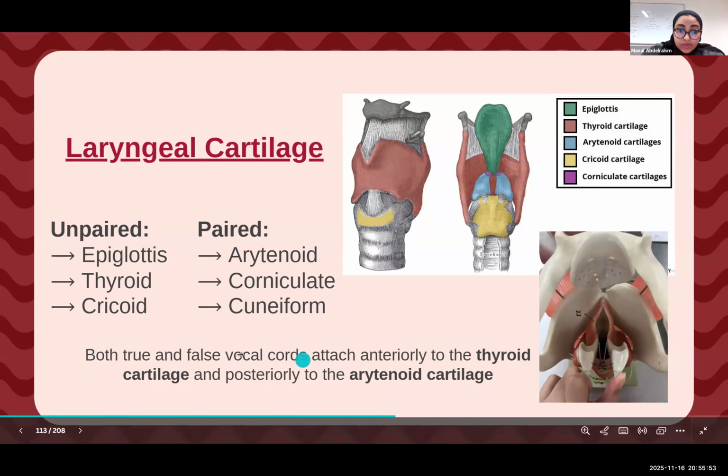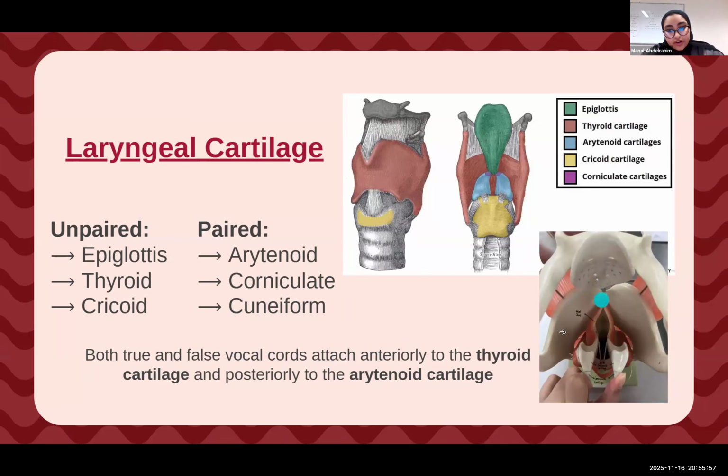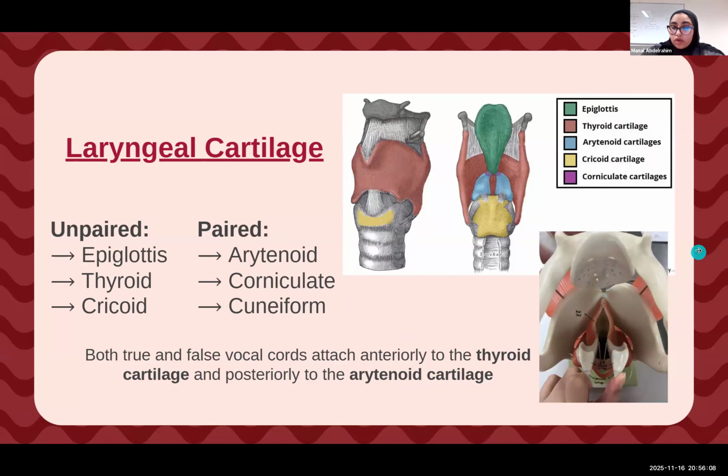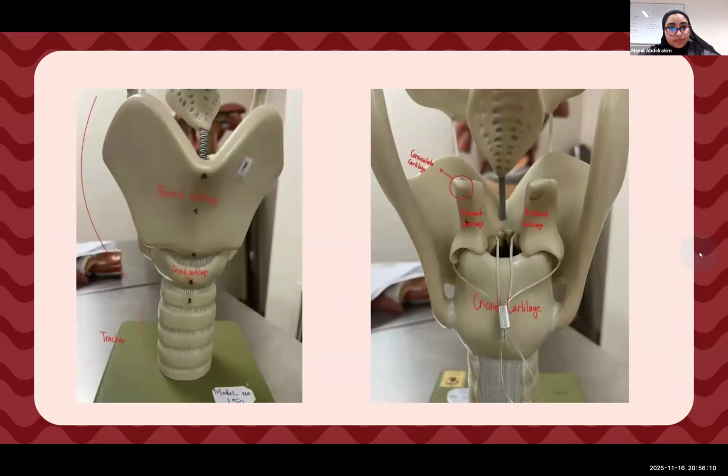Okay. Again, we said true and the false vocal cords anteriorly are attached to the thyroid cartilage here, which is, again, this one, and posteriorly to the arytenoid cartilage, this part here, and the blue parts here. All clear? I'll show you guys on here as well.